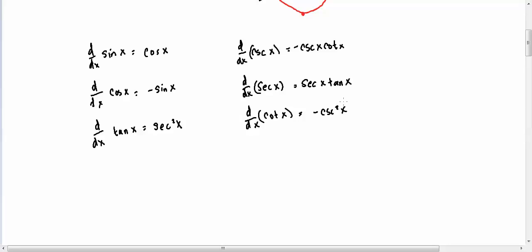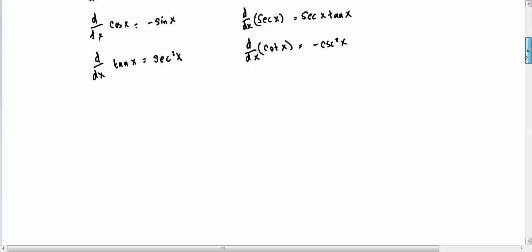And I promised you I would prove one of them. I think I'm going to prove the tangent one, because that's a pretty important one. Alright, so let me show you the derivative of tangent of x. Well, first, we know what tangent of x is. Tangent of x is actually sine of x divided by the cosine of x.